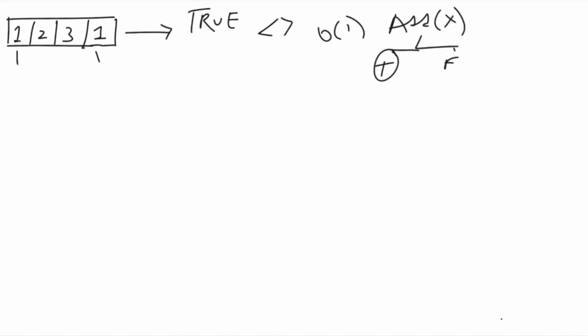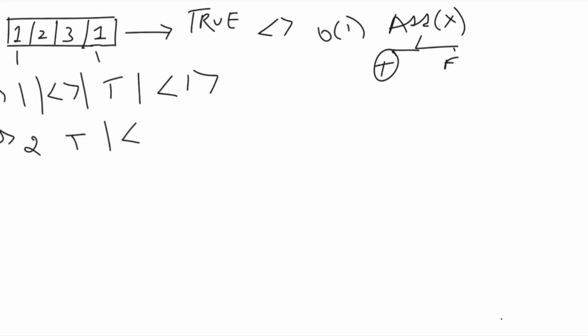false. Now, if we loop through this array 1, 2, 3, 1, initially the element would be 1 and the hash set would be empty. When we call HashSet.add of 1, it returns true and the hash set contains 1. Now the second element is 2. When we call the add function, it returns true and the hash set would be 1, 2. Now the third value is 3, we return true in this case and the hash set would be 1, 2, 3.